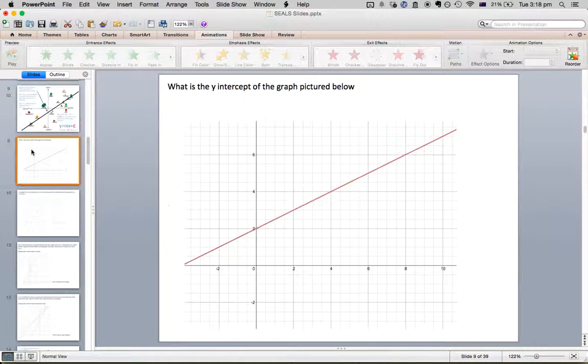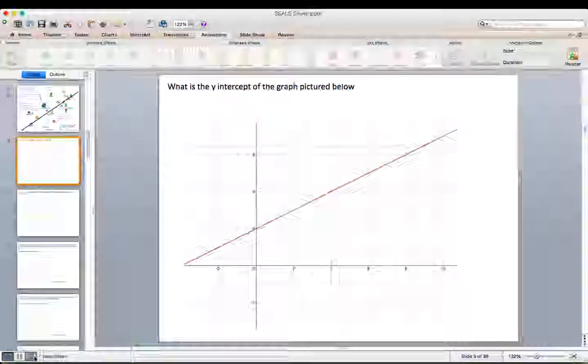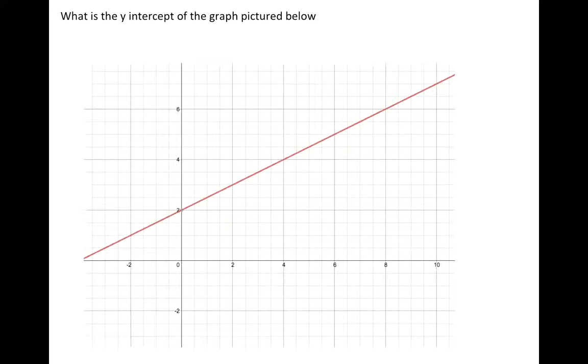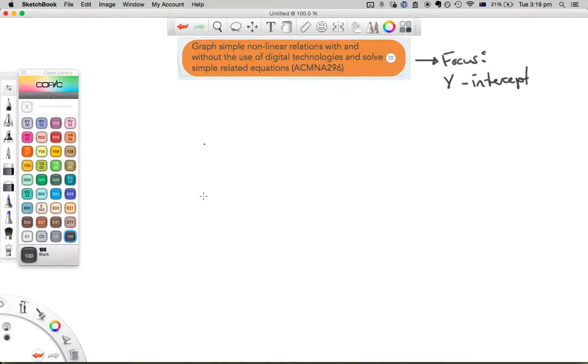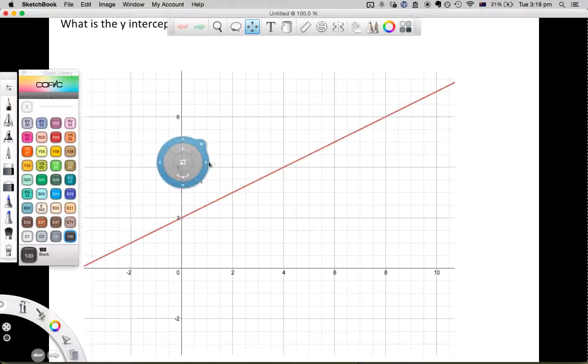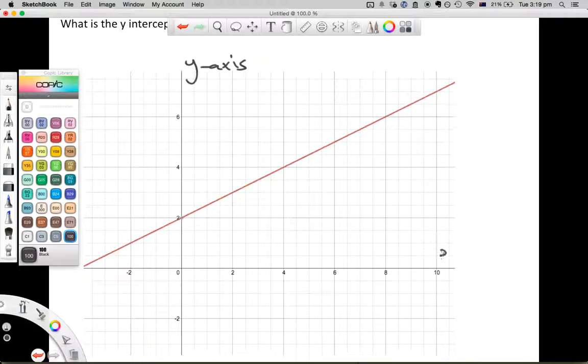So what I wanted to do, first of all, was just to ask you, what is the y-intercept of the graph in the picture below? Now, all the y-intercept is the point at which the graph cuts the y-axis. So if I go like this, we've got our graph there. So all the y-intercept is the point where the graph, this is the y-axis, this is the x-axis. It's the point at which the graph cuts the y-axis, and that's here.